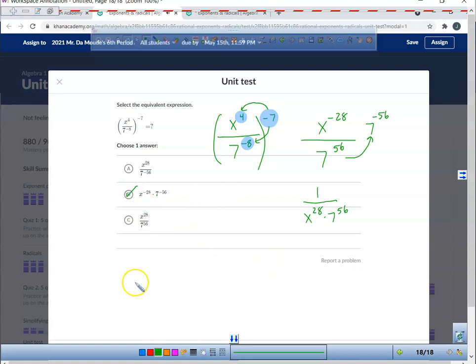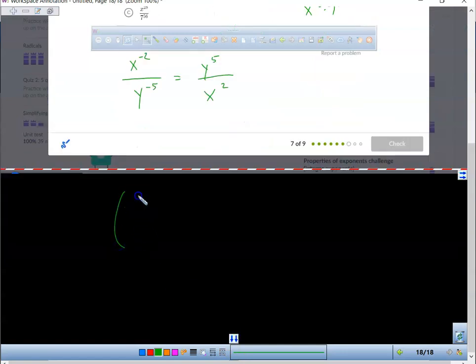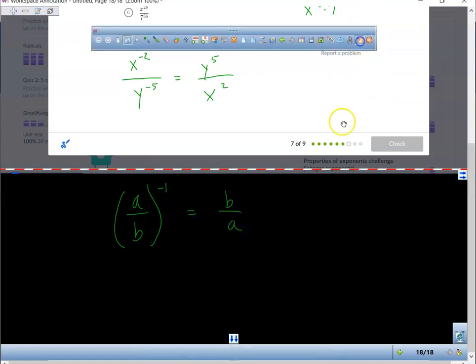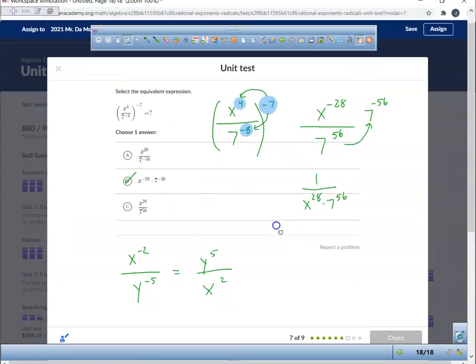So what does this mean? Let me show you real quick. Ready? If I have x to the power of negative 2 over y to the power of negative 5, that's the same as saying y to the power of 5 over x to the power of 2. All right? So here's kind of the rule. If I have a over b to the power of negative 1, that just becomes b over a. So just remember, if you ever want to make a negative exponent positive, just shift it down or shift it up depending on what you want.